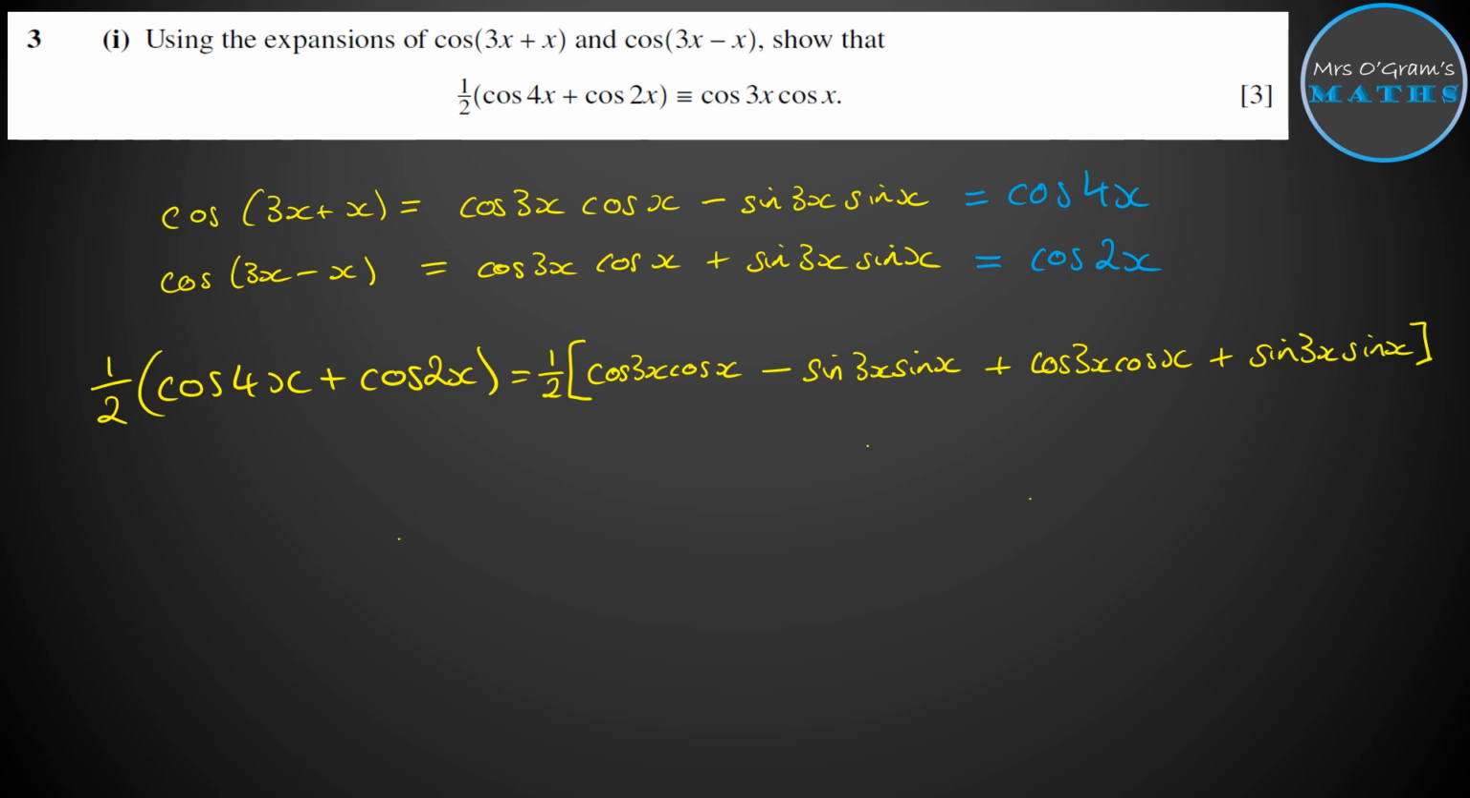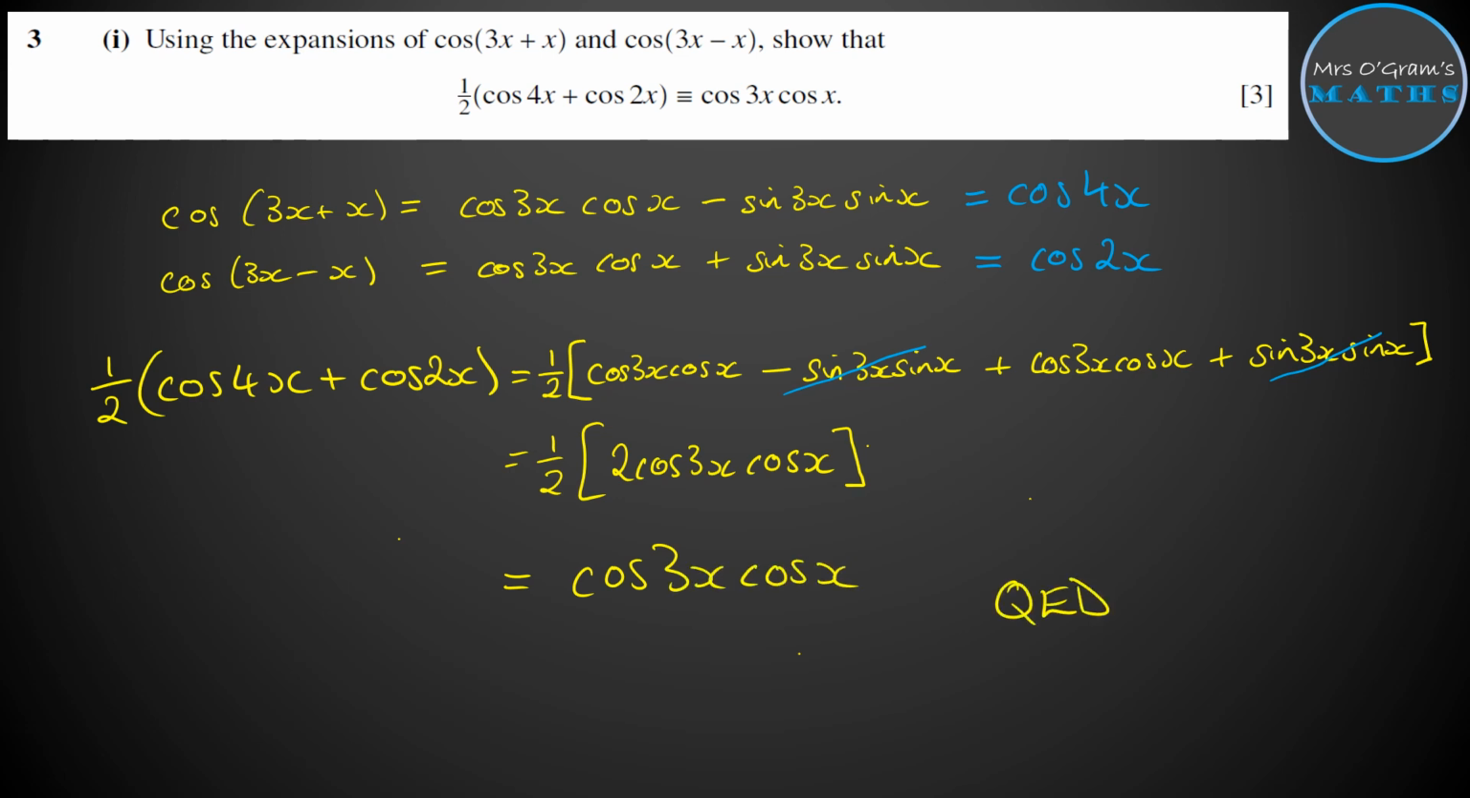Now you can see that we've got a minus sine 3x sine x and a plus sine 3x sine x, so they cancel out, and we will be left with it being half of, and then we've got the cos 3x cos x happens twice, which of course leaves us with the half and the 2 cancelling, so we get cos 3x cos x as was required.